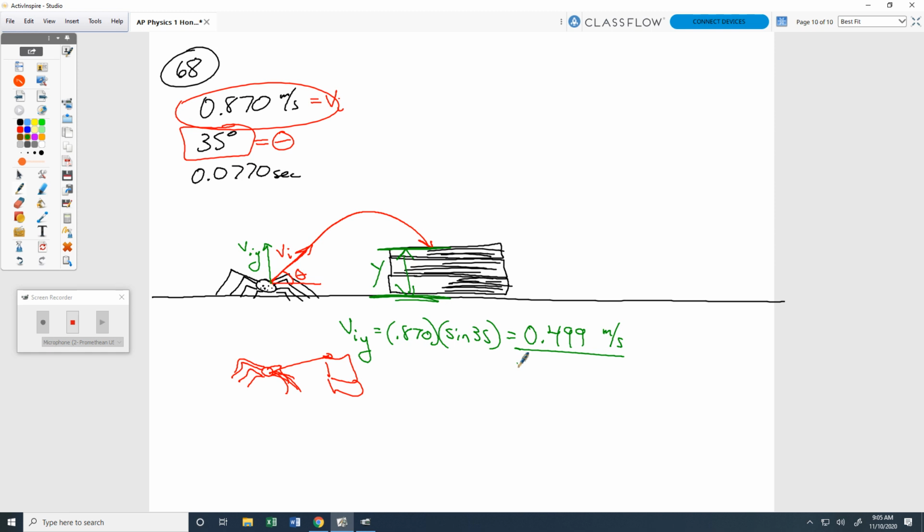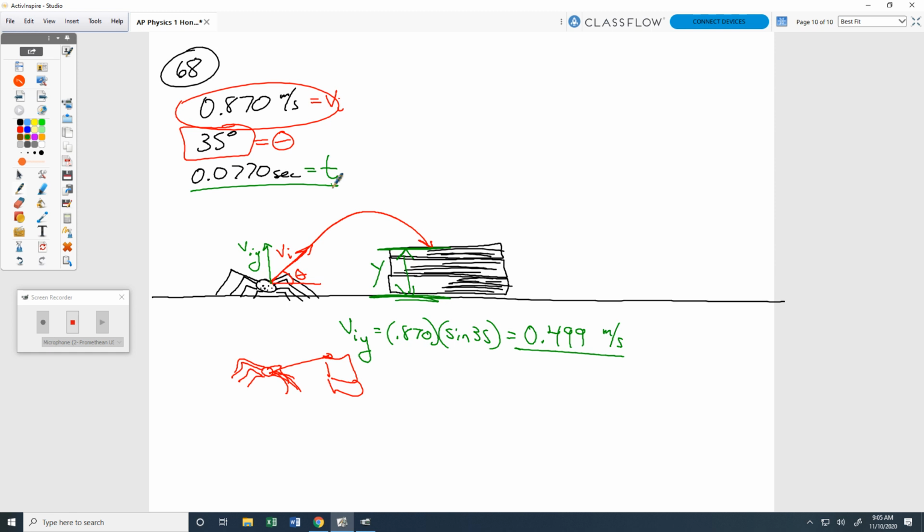So I'm after y, and I have VIY, but the other thing that's interesting in this one is I also know time. So you have to kind of watch your units. A lot of people skip over that. They think we haven't had time given to us. We've always had to find time, or we're given some kind of displacement. So they accidentally do that.